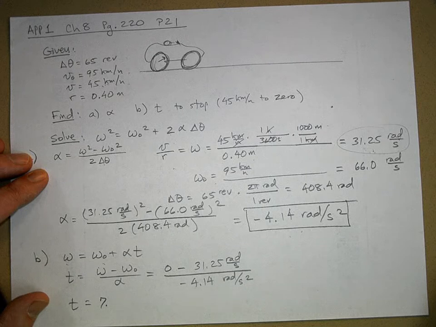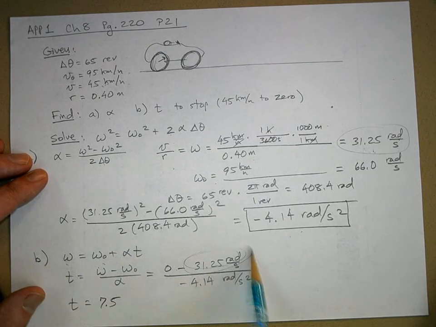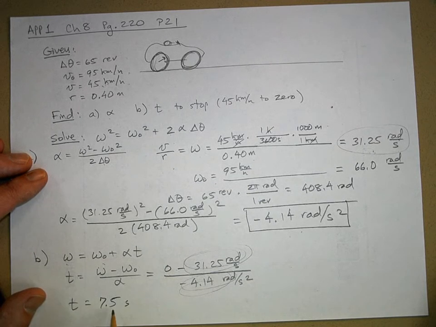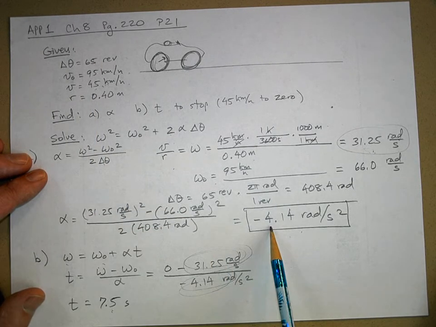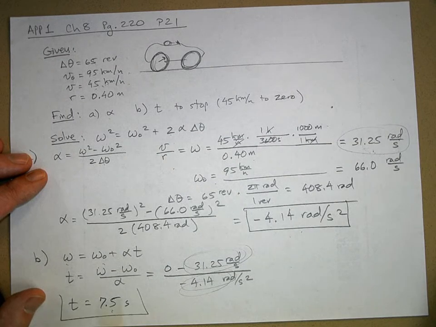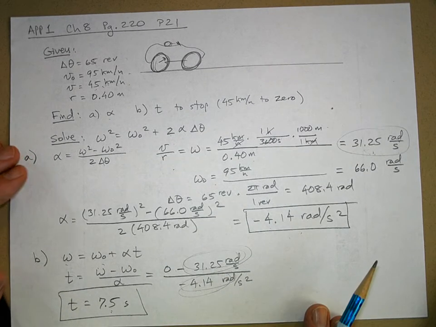7 point what? 7.6. Yeah. I'm rounding it to 7.5, 7.6. I think it all depends on how much you rounded this off. So that's a rounding difference with the book. But remember, these are all 2 significant figures, so I really should have rounded this off to 4.1. But, oh well, and there's our time.